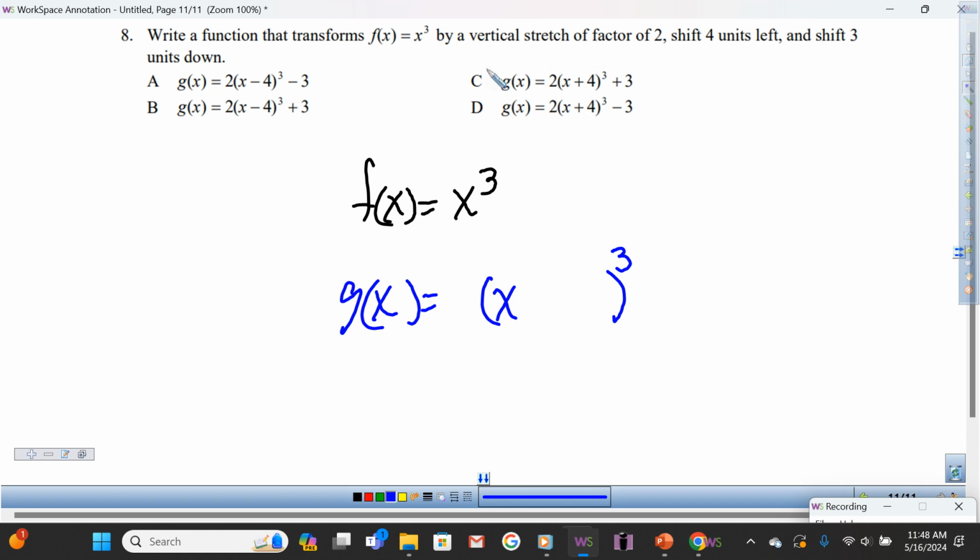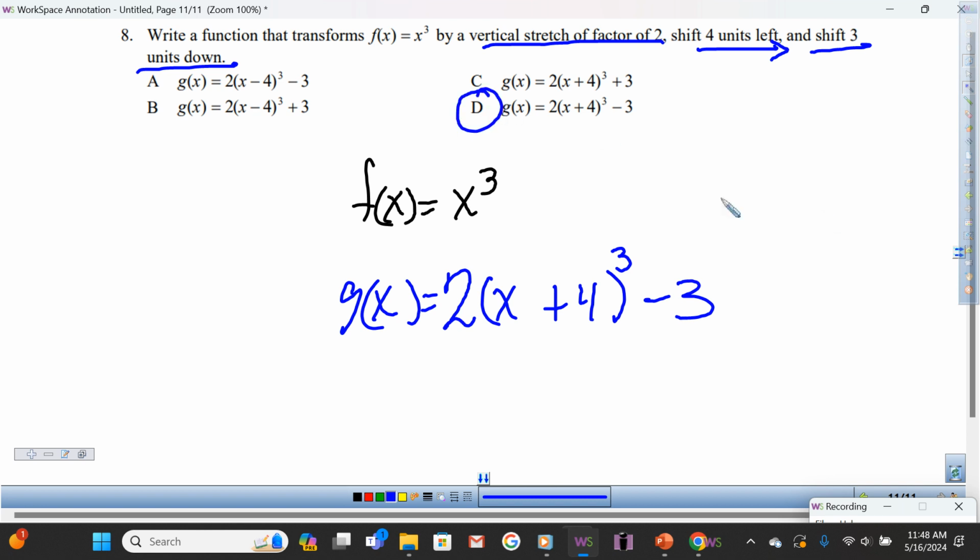So, question. They want us to go vertical stretch of 2. Is that A or is that B? A, it goes in the front. So 2 is vertical. There you go. Shift 4 units to the left. What do I need to write here for 4 units to the left? +4. That is correct. And then 3 units down. What do I write at the end? -3. Answer for this one. Let's see. Correct answer is D.